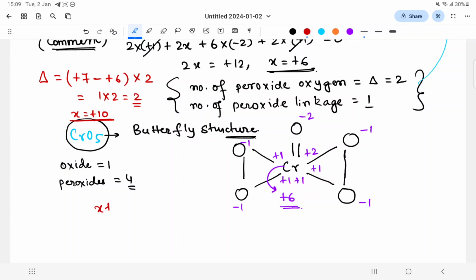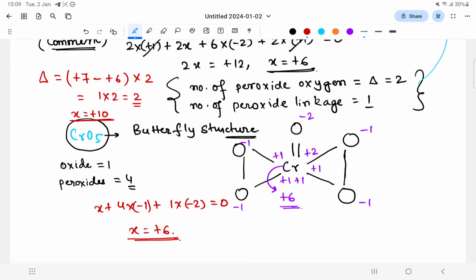Let's do the maths again. X plus 4 into minus 1 plus 1 into minus 2 is equal to 0. Can you do the maths, guys? X equals plus 6. Bingo. Many of you would have got it before, without drawing the structure, and you would have said yes, this is the correct answer, because if it is overshooting, the maximum value is the answer. It's given in the options. So plus 6 you have got here.